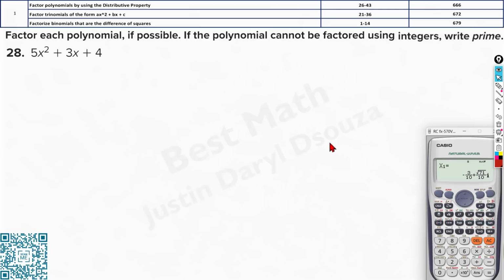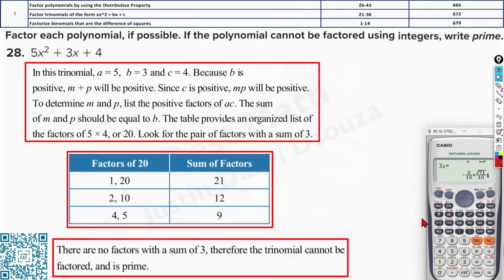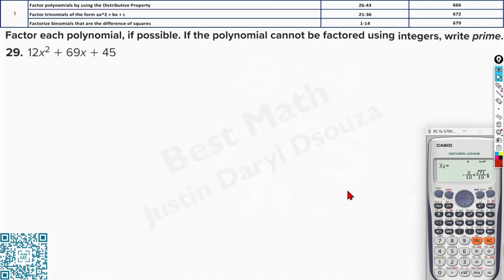Now again, you're getting i, so that means the roots are imaginary. That means this is a prime trinomial. Let's try the next one. It'll be 12, 69, and 45.